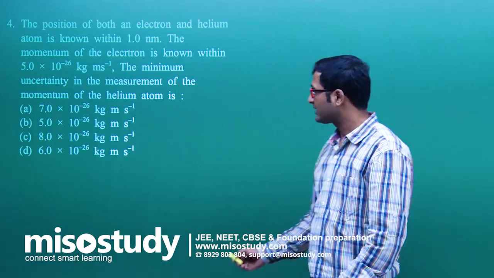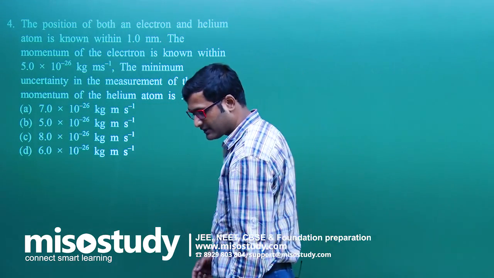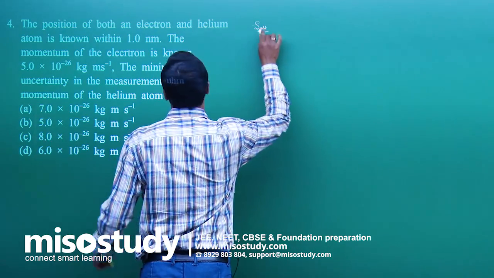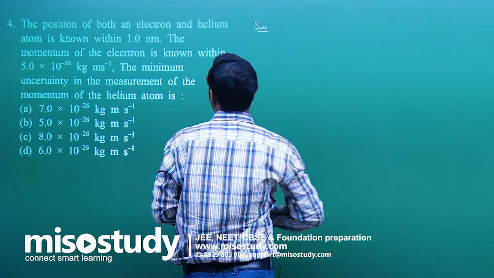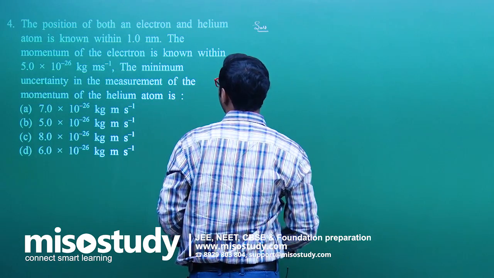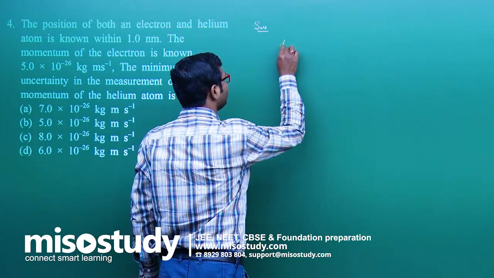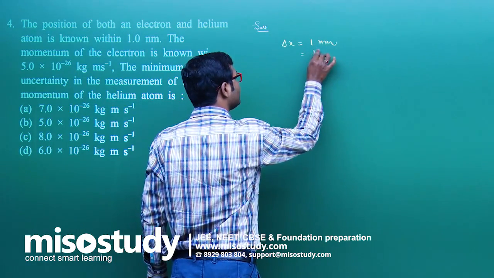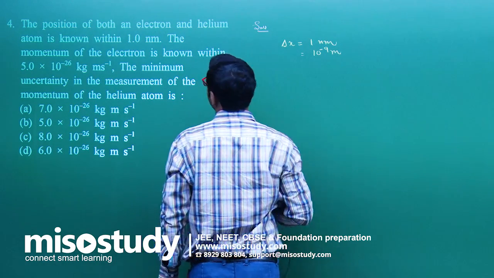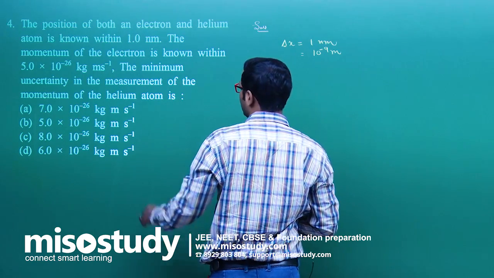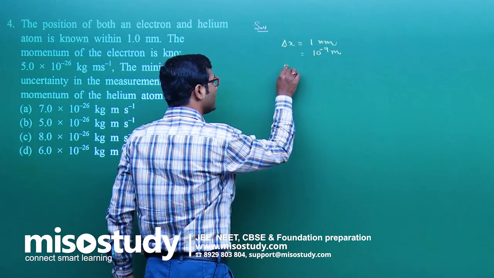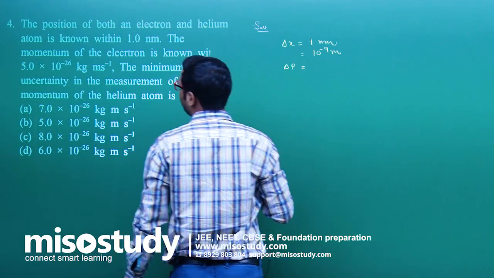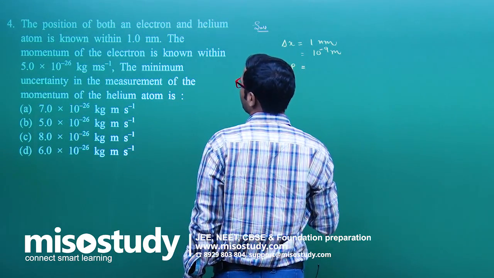What is given here? I have taken this question from the topic Heisenberg uncertainty principle. The position of both an electron and a helium atom is known within 1 nanometer. That is, it is given delta x is equal to 1 nanometer, that is 10 to the power minus 9 meter. The momentum of the electron is known. The momentum, that is delta p, is given here. Momentum, that is p, the minimum uncertainty in the measurement of the momentum.